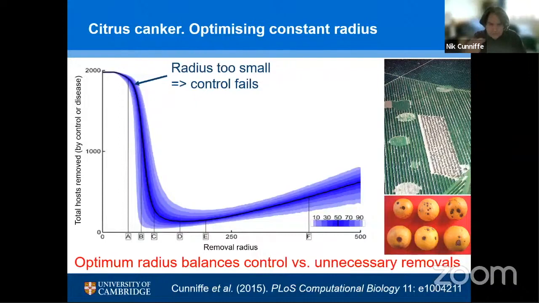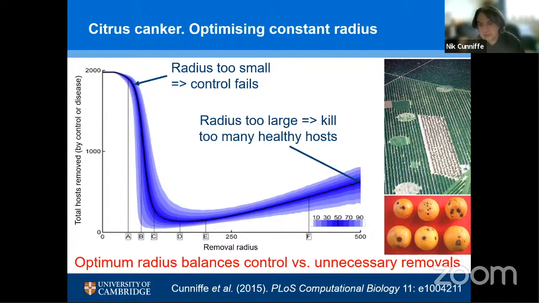On the other side of the response, again, this is fairly clear. I've got a way of eradicating citrus canker from Florida. It's not a way which would be palatable to any grower, but you could remove every citrus plant from the whole of Florida. And then you haven't got a problem with citrus canker, of course, but you've got all sorts of other problems because you removed every citrus plant. And essentially, that's what you're seeing here. If you use a very, very large radius, you'd very quickly eradicate the pathogen, but at the cost of removing very many healthy hosts. So in between, there'll be some optimum at which the control is optimized.